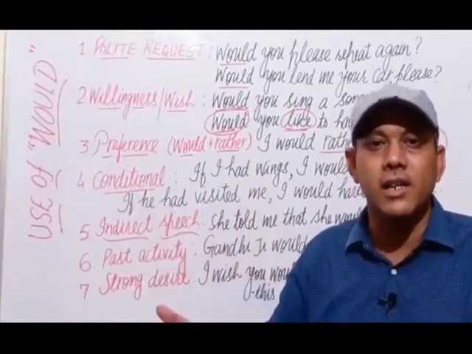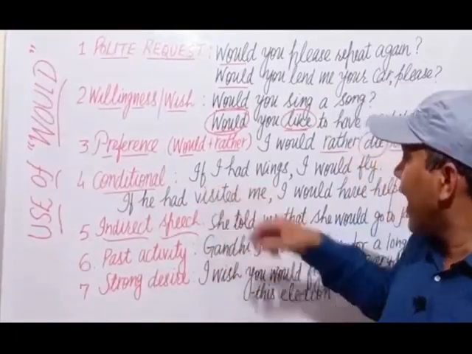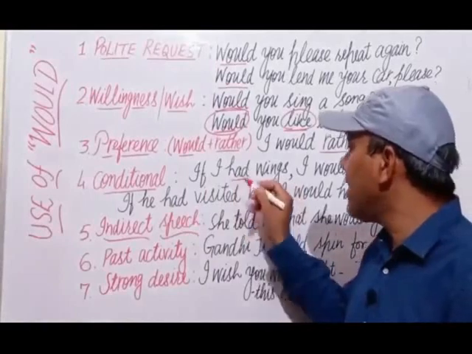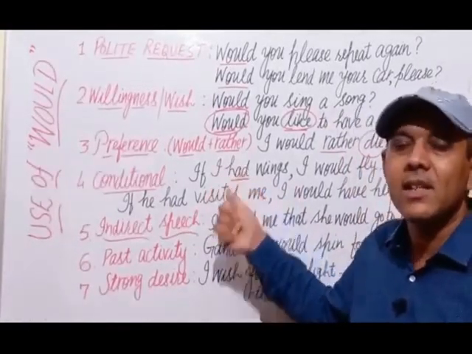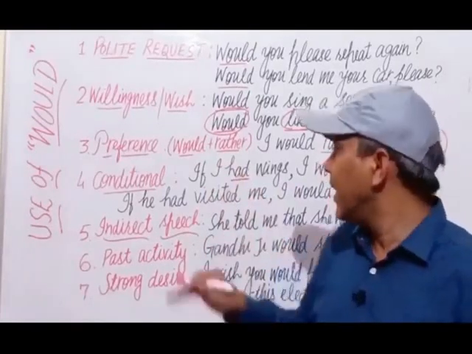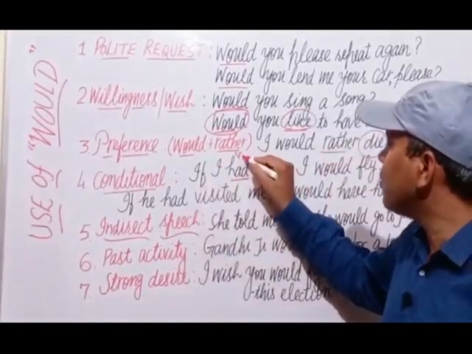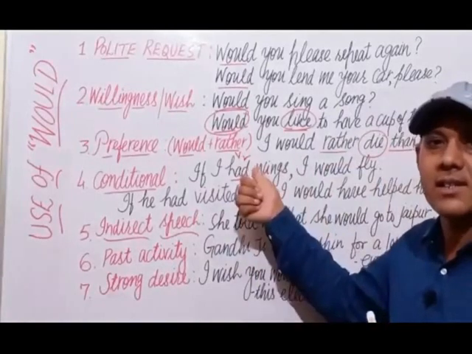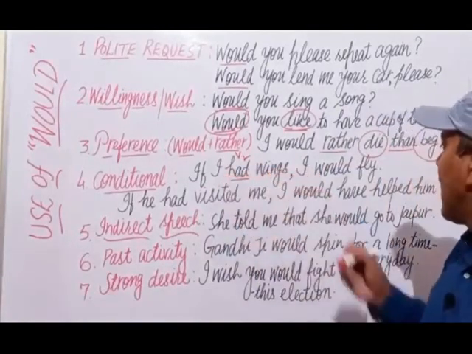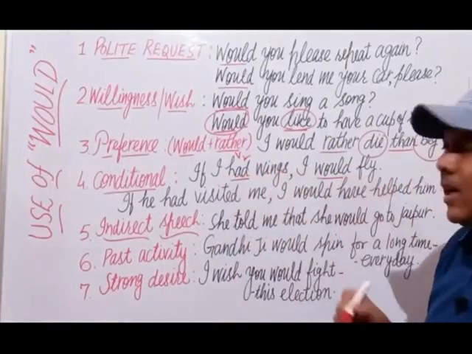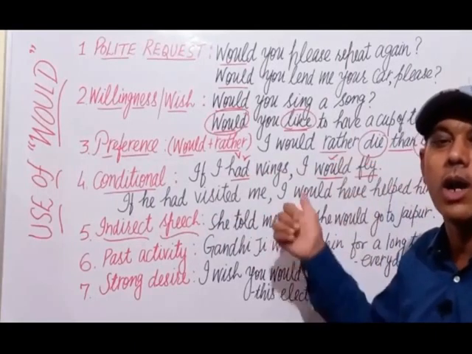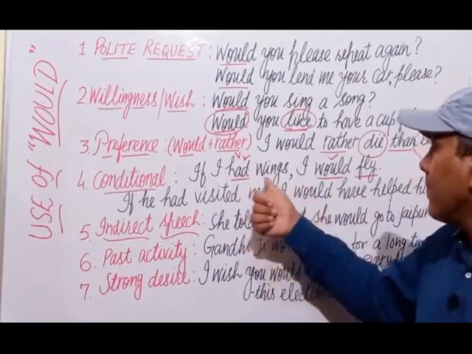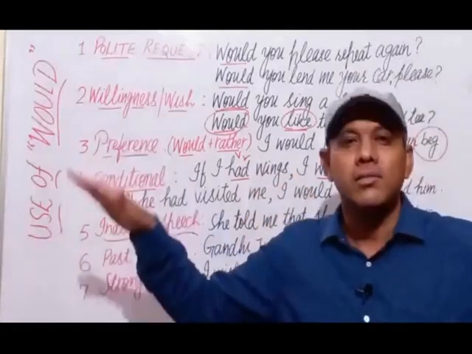It's an unreal condition. If I had wings, what is this had here? After the subject, it means this is the main verb here. If I had wings, and it's V2, simple past tense. If I had wings, I would fly. V1 fly, and would is used as a modal verb here. यदि मेरे पंख होते तो मैं उड़ता.